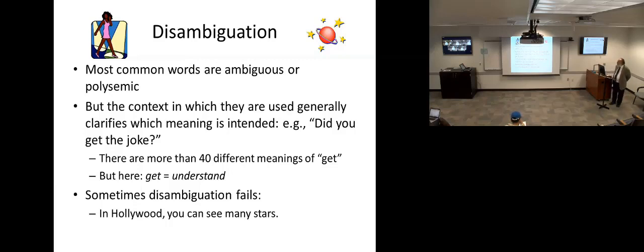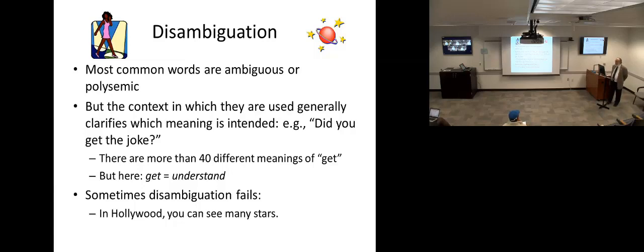If I say with a telescope you can see many stars, what I mean is stars in the sky, right? If I say in Hollywood many stars go to the Oscar night, it's obviously movie stars, right?